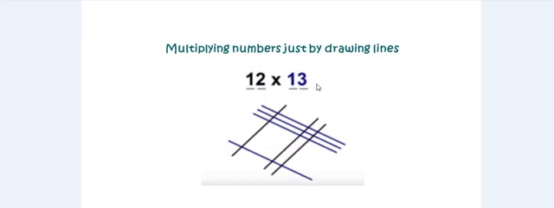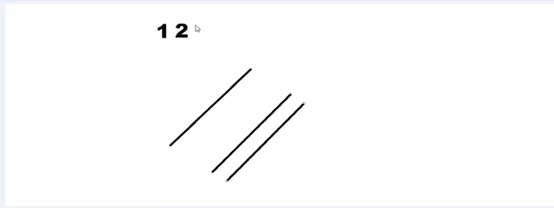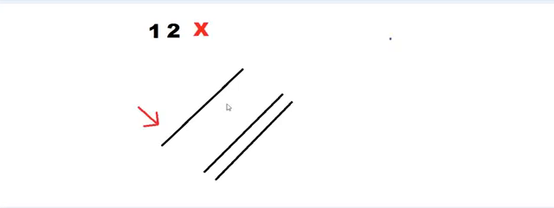Okay, so first of all we take 1 and draw one line in some orientation. Then after that we take the number 2, and after leaving some space we draw two more lines. And after that we start drawing in the opposite orientation, because we have to multiply, we draw from this side.